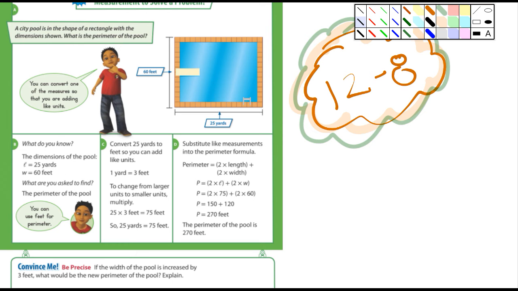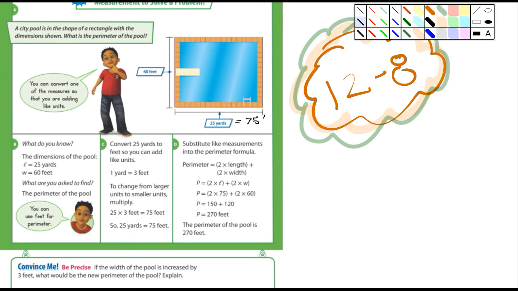And then in box C here, it says convert the 25 yards to feet. Well, how would you do that? And they show you how here. And I think you guys would be able to do this. 25 yards, if you want to know what that is in feet, you're just going to multiply it by 3 because there's 3 feet in 1 yard. And so 25 times 3 is 75. It's 75 feet. So the 25 yards is equivalent to 75 feet.